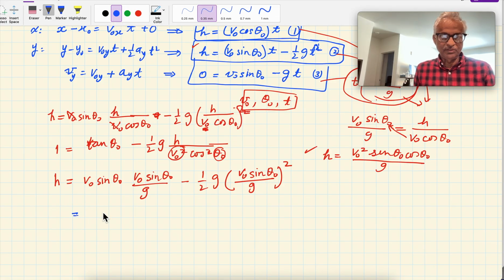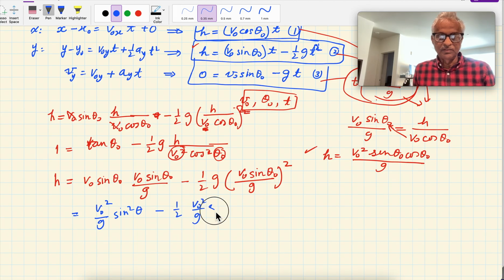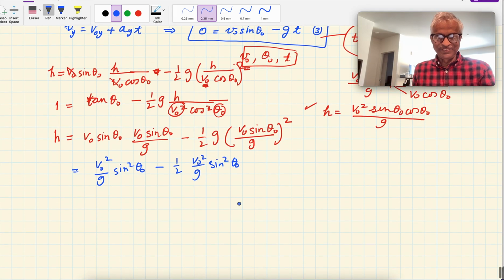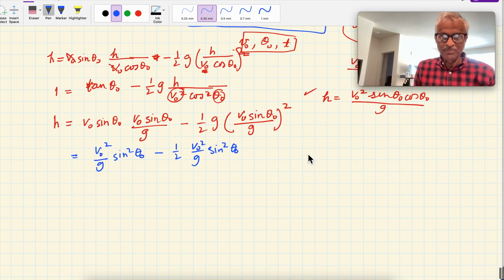It looks like to me I have v0 squared over g sine squared theta minus half v0 squared over g sine squared theta 0. I should have used just the theta. I just didn't make a choice. Let's call it theta from now on, because I'm getting tired of writing theta zeros. So this is half v0 squared over g sine squared theta.